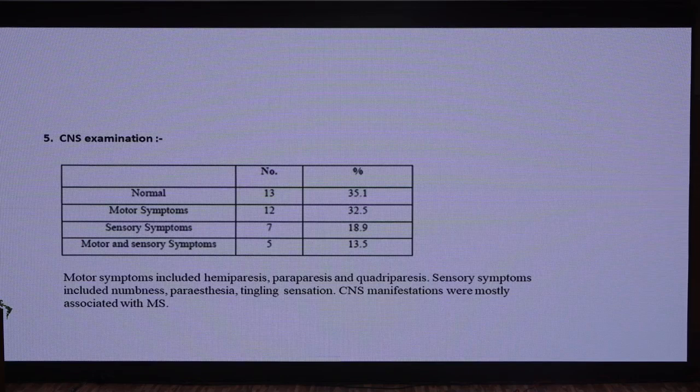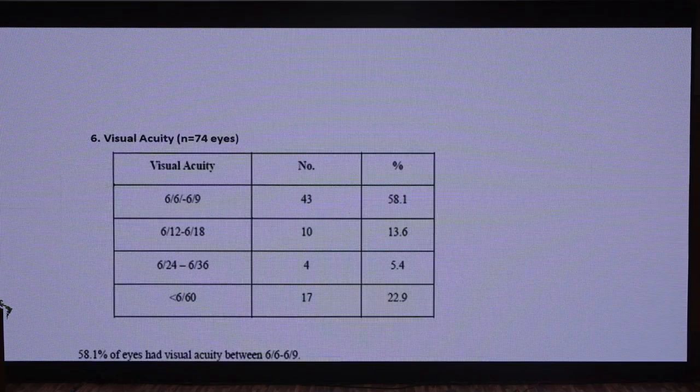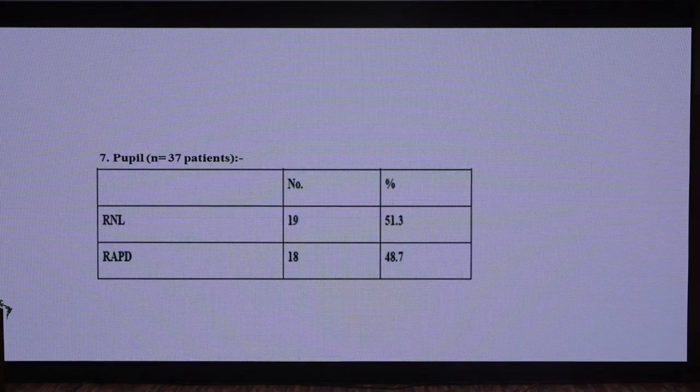The majority of the patients had abnormal CNS examination, and these were mostly associated with multiple sclerosis. Motor symptoms included hemiparesis, paraparesis, quadriparesis, whereas sensory symptoms included numbness, paresthesia, tingling sensation. Around 46% had deranged visual acuity, and around 23% had visual acuity less than 6/60.